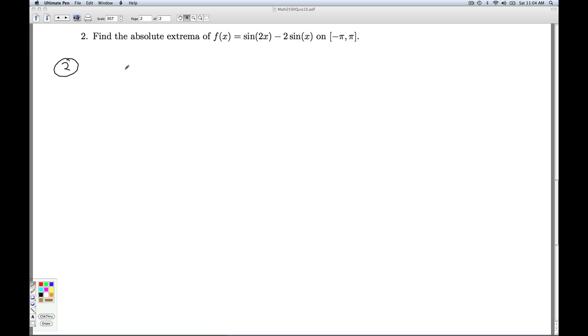So the next step is trying to figure out where these things could be. As we mentioned in class, they could occur at the endpoints, or on the inside of the interval. If we have a max or a min on the inside of the interval, it's got to be a relative max or a min, which means Fermat's theorem tells us that has to happen at a critical value. So our second step is to find the critical values of f, which lie on the interval negative pi to pi. To do that, I take the derivative.